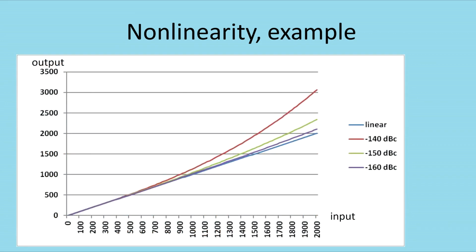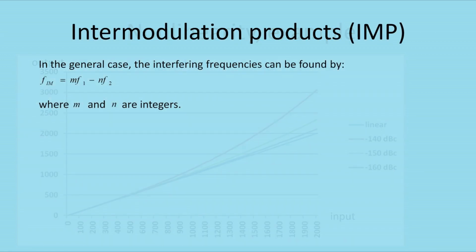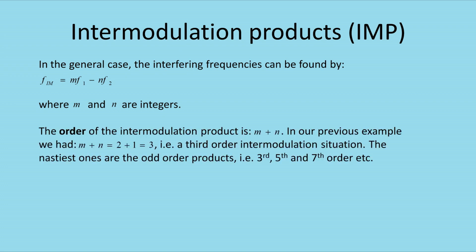This diagram shows, in blue, a linear function and some nonlinear functions, corresponding to the figures on the previous slide. As can be seen, for small signal levels, all the curves are basically linear, but for stronger signals, the nonlinear behavior becomes apparent. In the general case, the interfering frequencies can be found by m times f1 minus n times f2, where m and n are integers. The order of the intermodulation products is m plus n. In our previous example, we had m plus n equals 2 plus 1 equals 3. Hence, we had a third-order intermodulation situation.